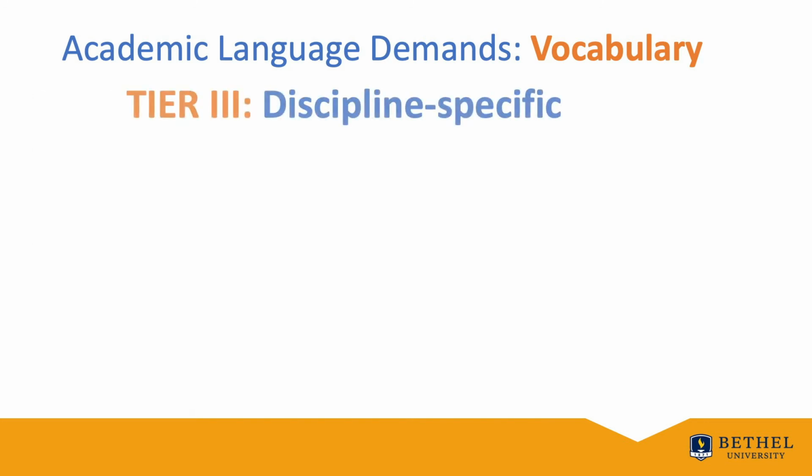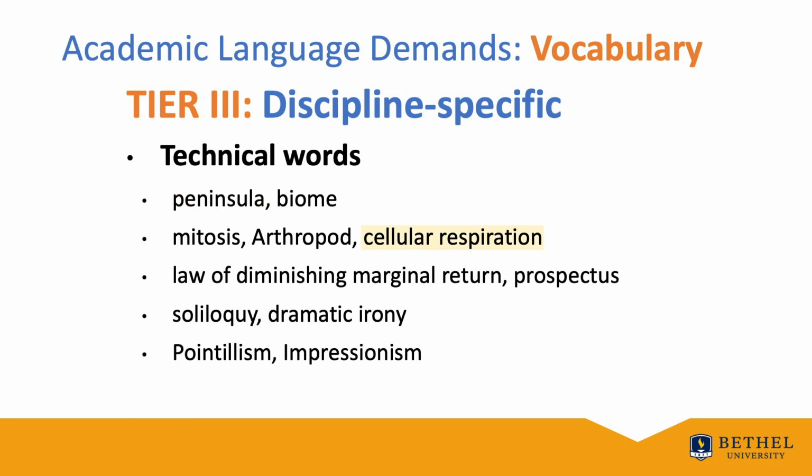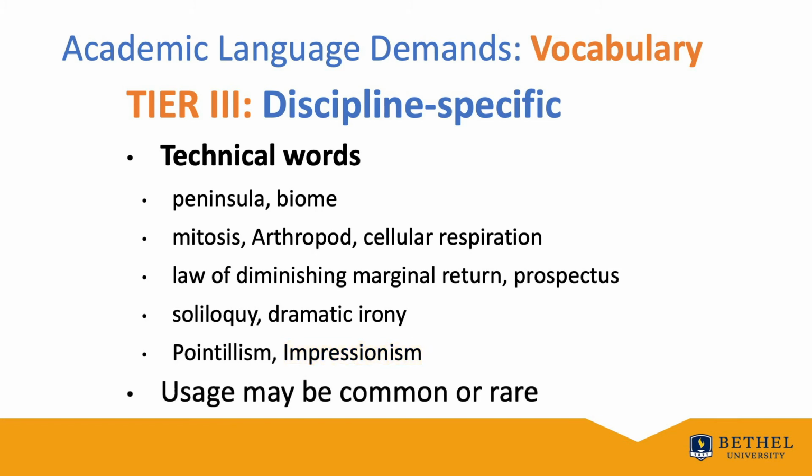Tier 3 now, these are our discipline-specific, our technical words. You might consider things such as peninsula, cellular respiration, the law of diminishing marginal return, irony, impressionism, or the like. The usage of such terms is generally rare.